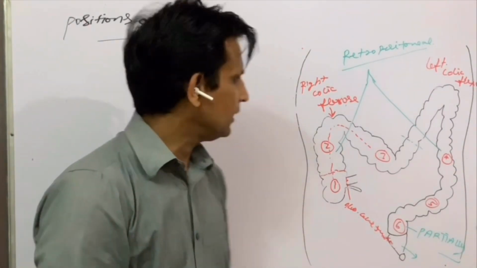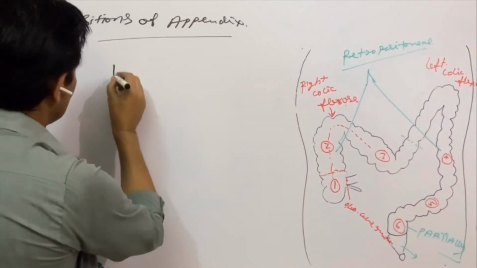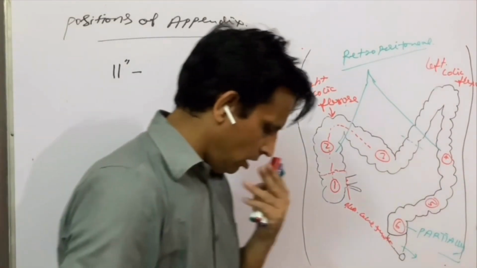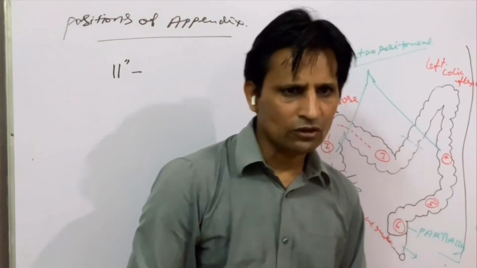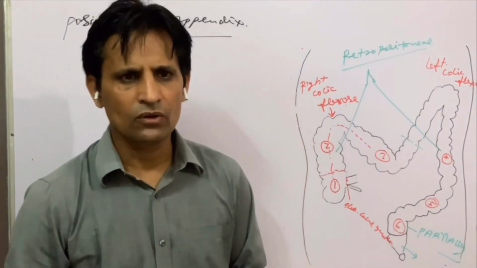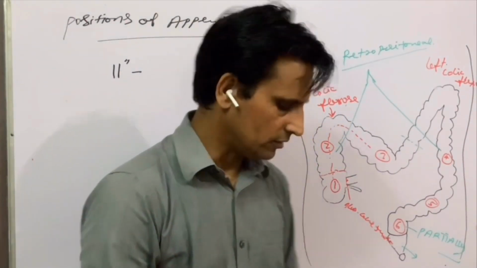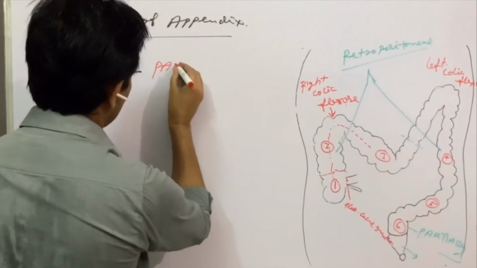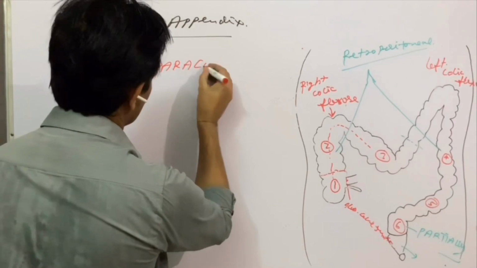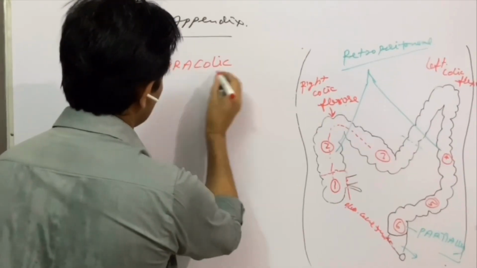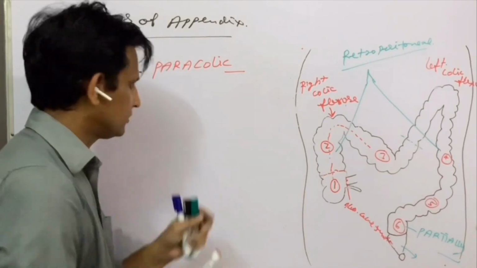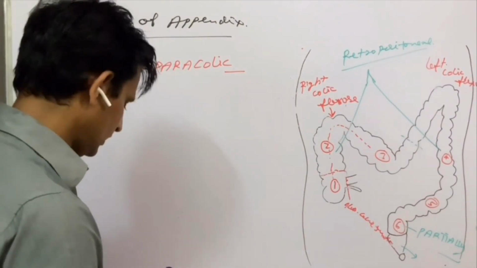One is the 11 o'clock position. The 11 o'clock position is also known as the paracolic position. Paracolic means parallel to the colic. Like this, the 11 o'clock position would be like this.